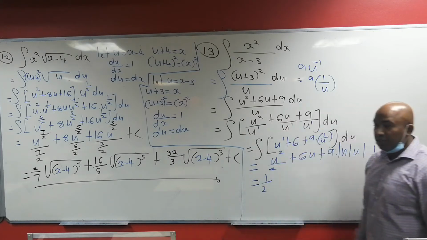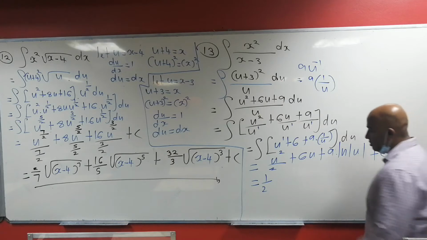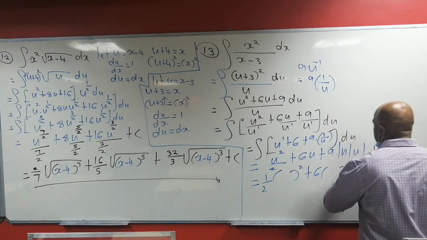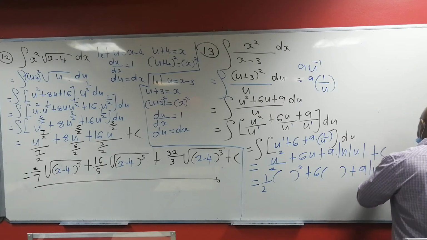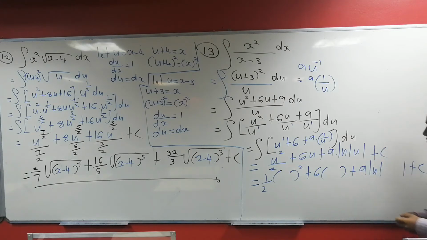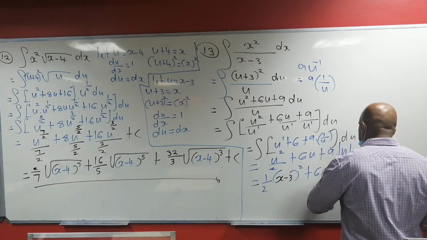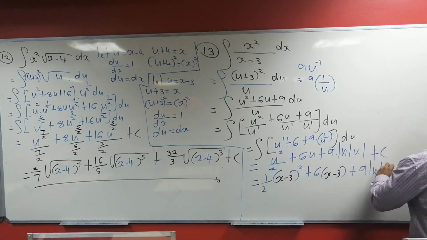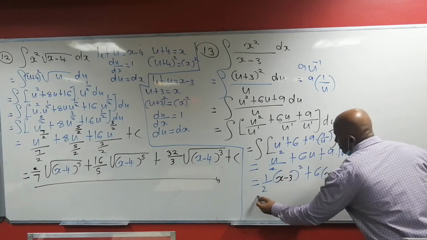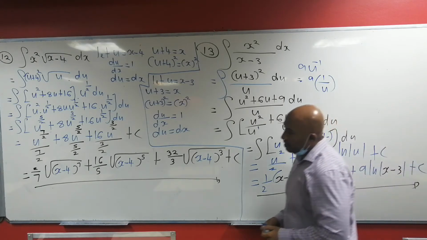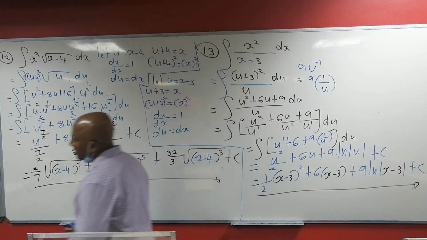Remember, this is a fraction, 1 over 2 there. So all I'm going to do is substitute back for u. What was u? U was x minus 3. Right, so that was number 13.